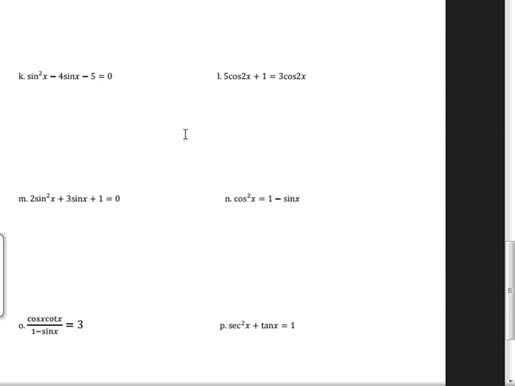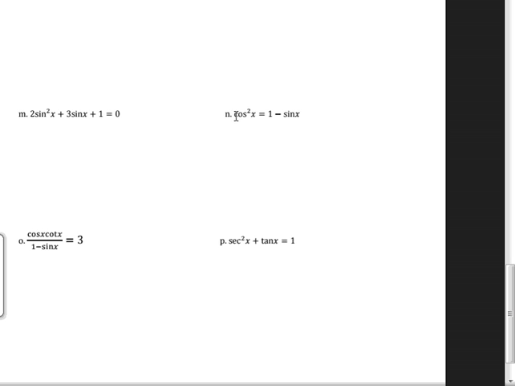All right. Let's look at N as in Nancy. I'll do this one more with you. See how it's cosine on one side and sine on the other? It's really best if you can get them all the same function. So, do you have this memorized yet? What's cosine squared the same as? Who can just say it if you know it? 1 minus sine squared. Good.